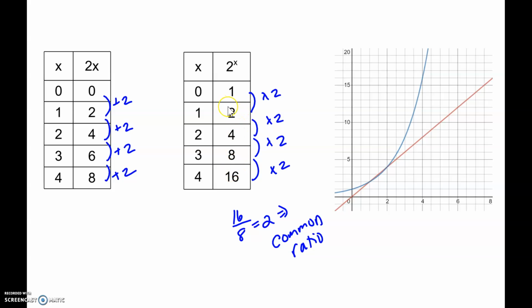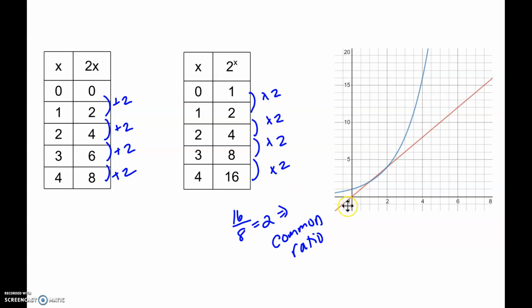So the next thing to check would be, is there a consistent percent of change? The percent, again, is calculated by taking a y value divided by its previous one. So 16 divided by 8 would be 2. So that suggests to me that my common ratio would be 2. 1 times 2 is 2. Great. 2 times 2 is 4. Okay. 4 times 2 would give me the 8, and 8 times 2 would give me the 16. So in this case, I do have a common ratio or a common percent of change.